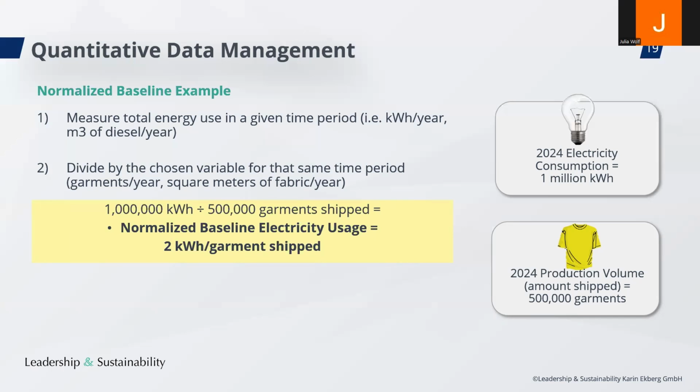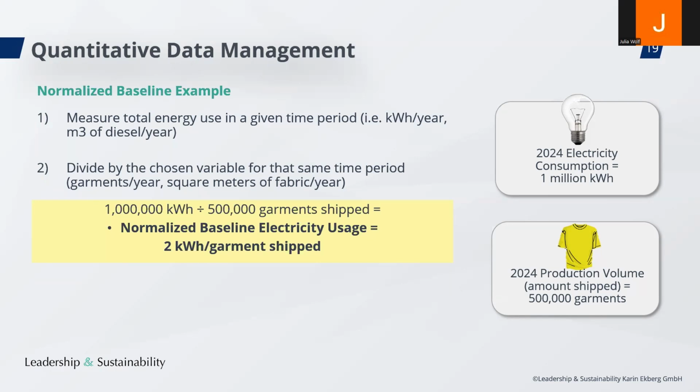Also, just to be clear, if you decide to normalize your baseline, then of course your target needs to be normalized as well. And when you compare if you are reaching your targets, you need to use normalized values as well. So you cannot mix and match here. You need to decide for this particular KPI, for this particular consumption, am I going to use absolute numbers or am I going to use normalized numbers?